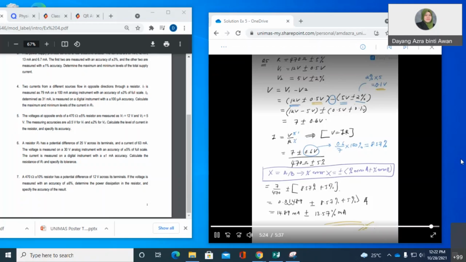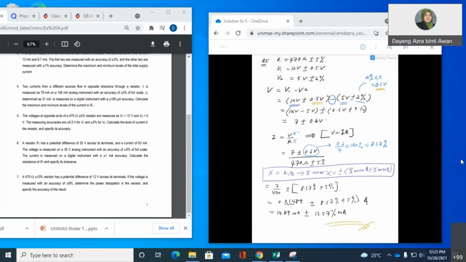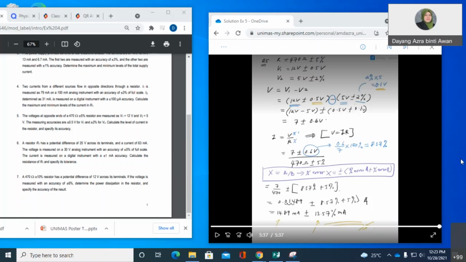Okay, so that one is your final answer. Please do it step by step so that you can avoid the wrong answer. Normally the students are confused about whether they want a percentage or a real value.